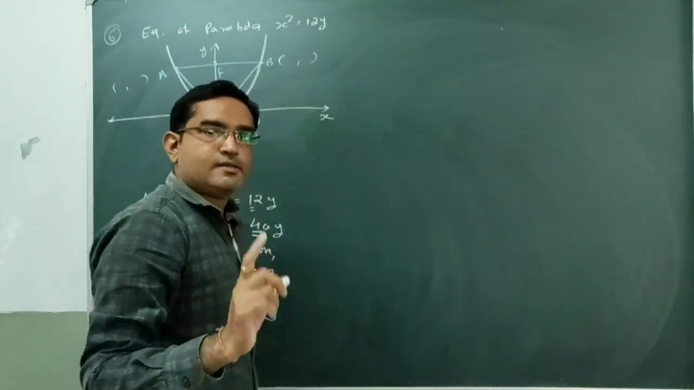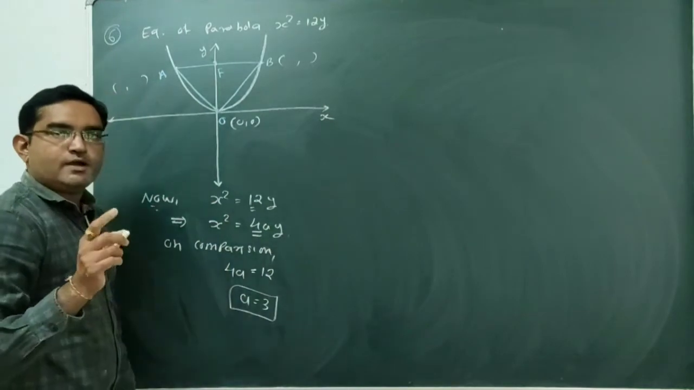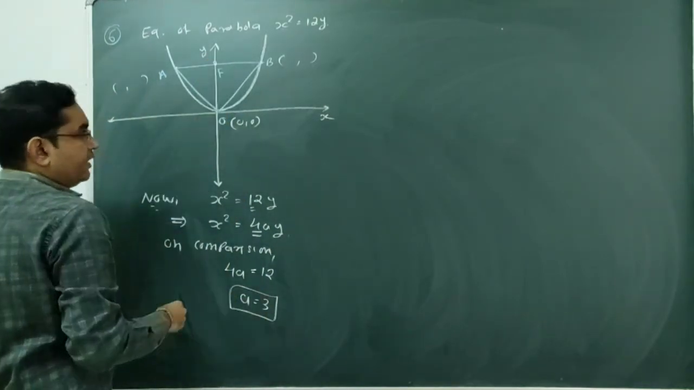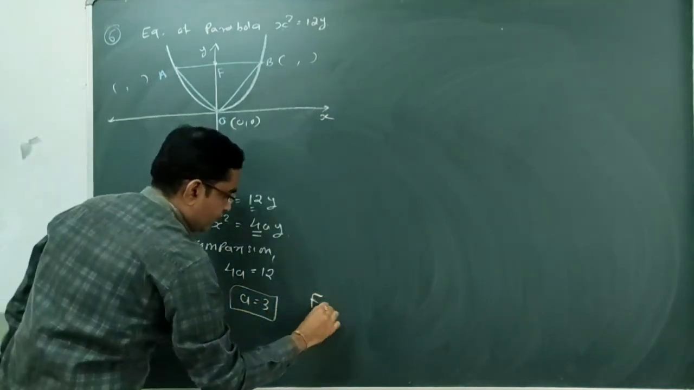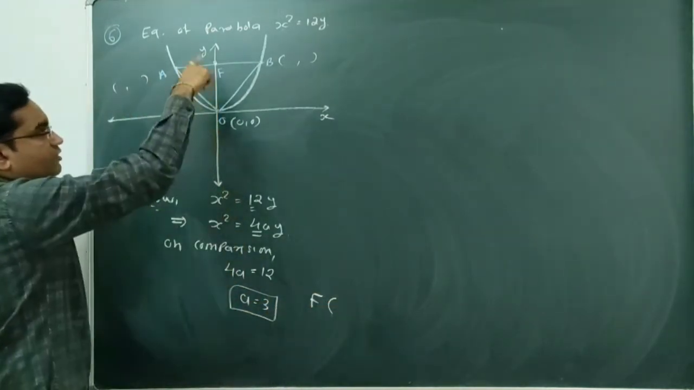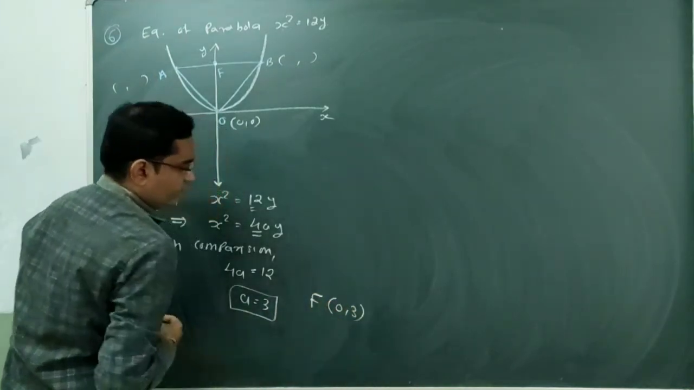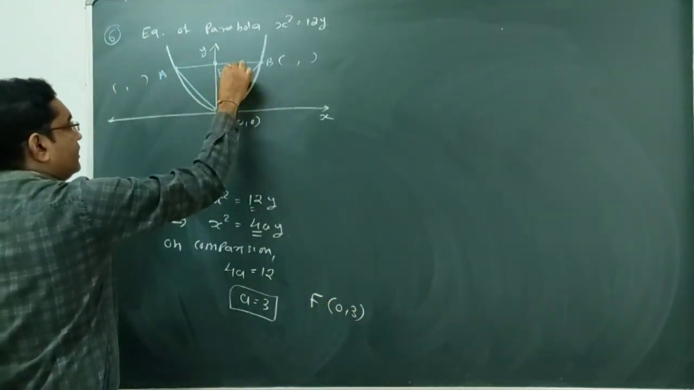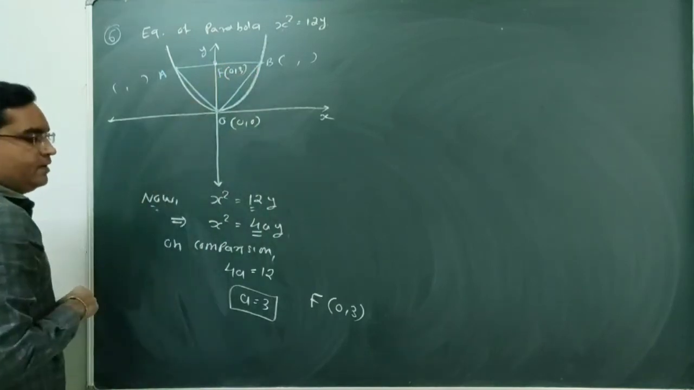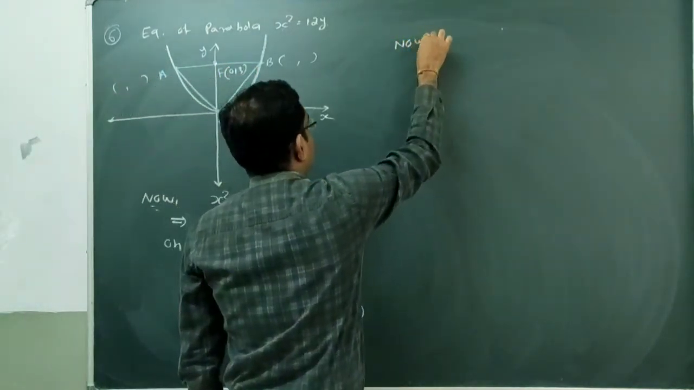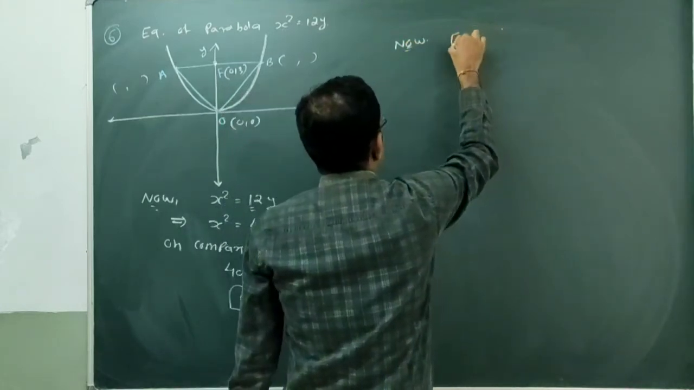Because we are given the latus rectum, and according to the definition of latus rectum, it will pass through this focus. So here we are getting the focus. The focus lies on the y-axis, so the coordinates of the focus are (0, 3). So we have found this point (0, 3). Done.